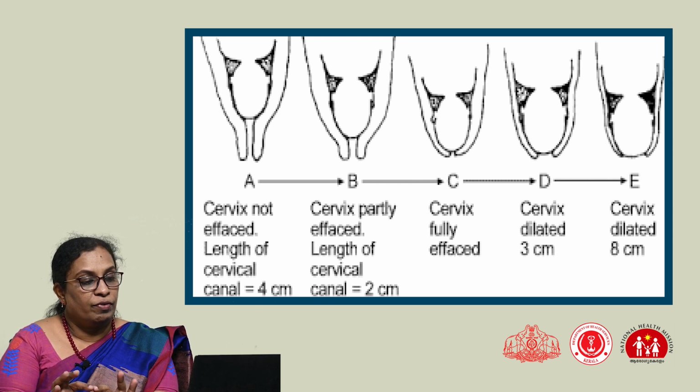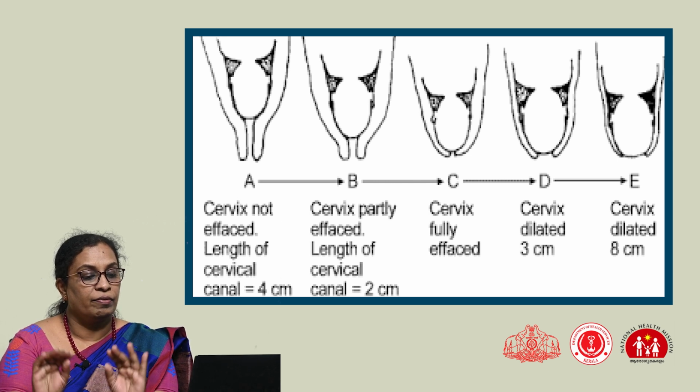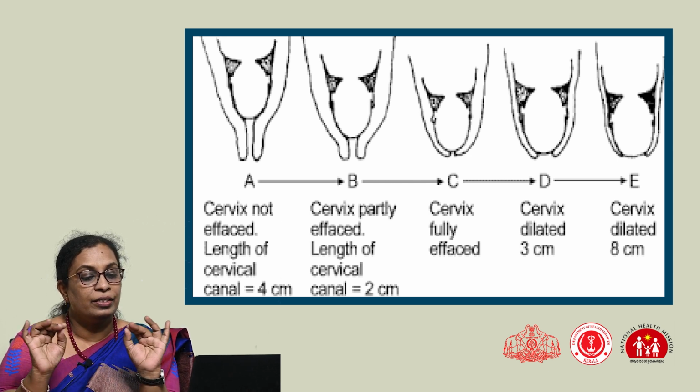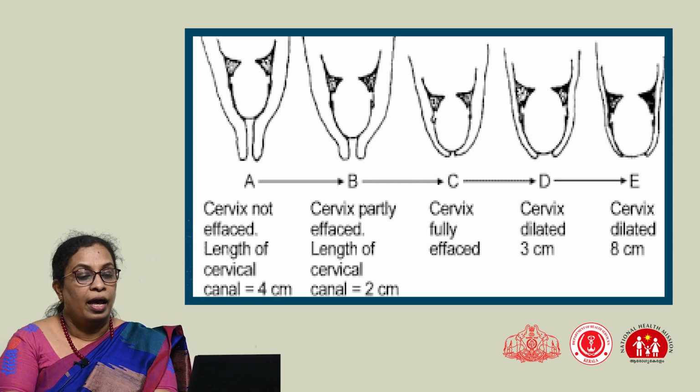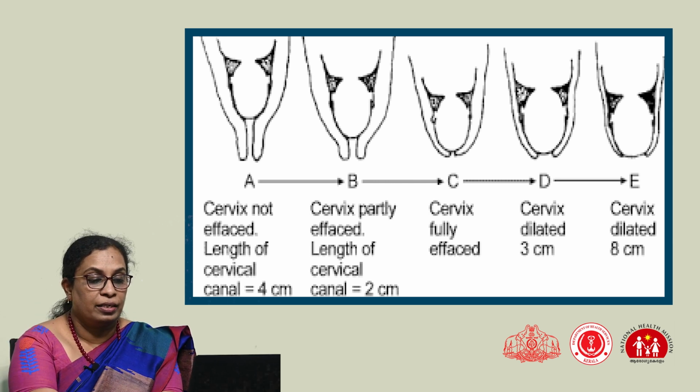Then the cervix is almost fully taken up, that is fully effaced, and then the cervix starts to dilate, and the picture D shows 3 centimeters dilatation of cervix and picture E shows 8 centimeters dilatation of the cervix.